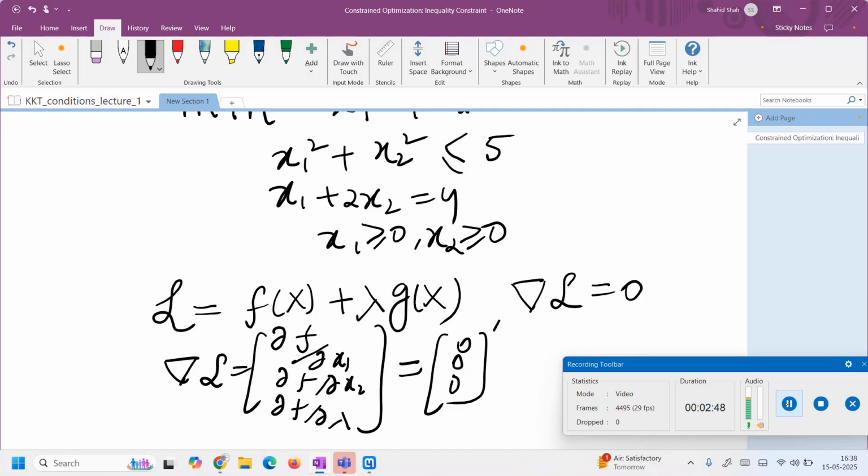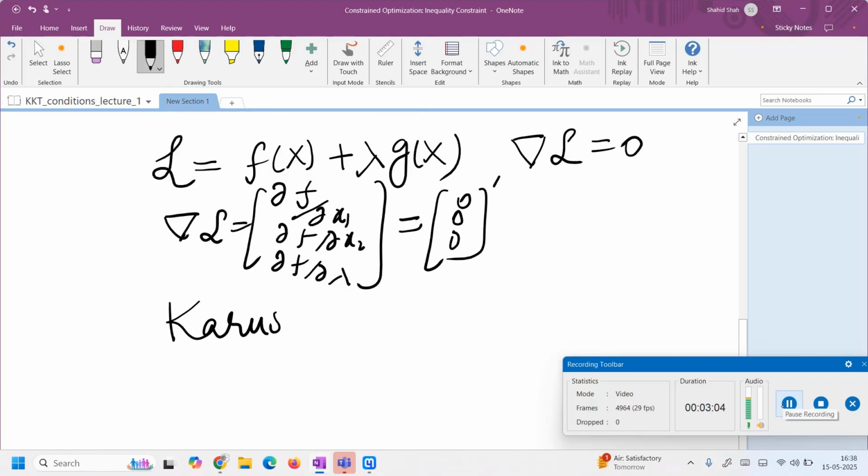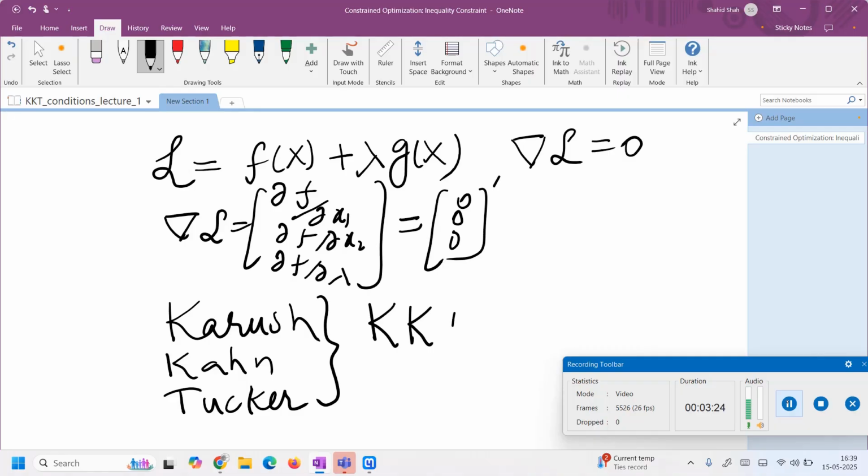Now, in case of an inequality constraint, as you can see here, x1 square plus x2 square is less than or equal to 5. What is the way out? This problem has been studied by three independent mathematicians. One is known as Karush, another as Kuhn, and the other as Tucker. They studied this optimization problem separately and provided a solution. In their honor, this condition is called the KKT condition, which we will state very soon. That is, if you have an inequality constraint also, the solution was provided by these three mathematicians.